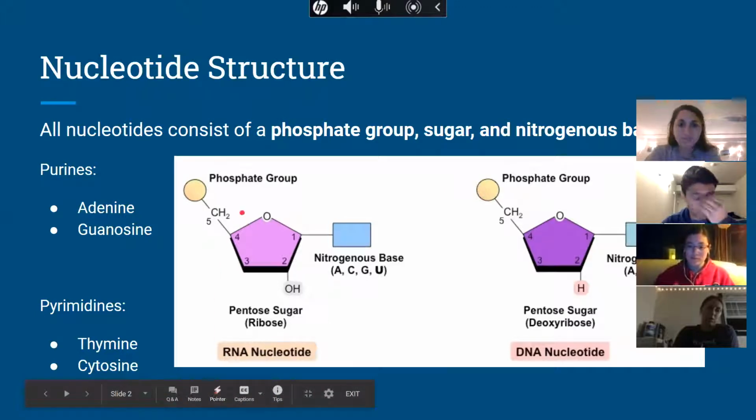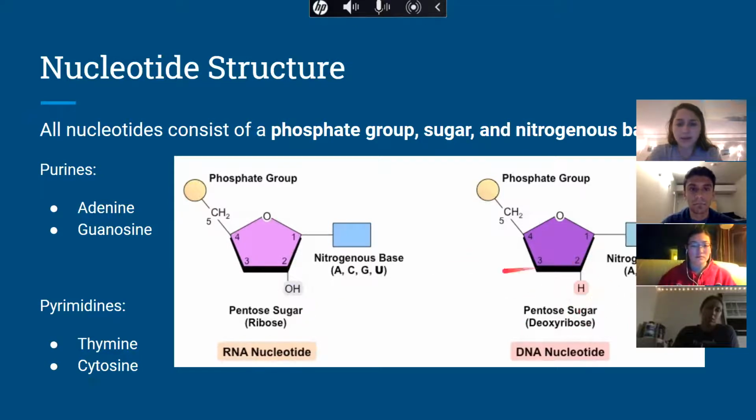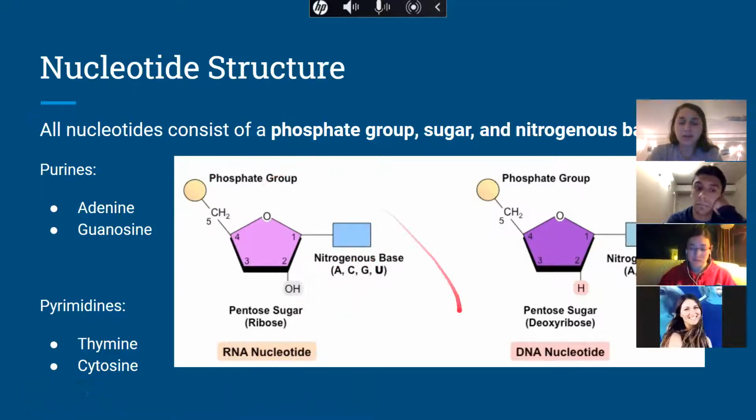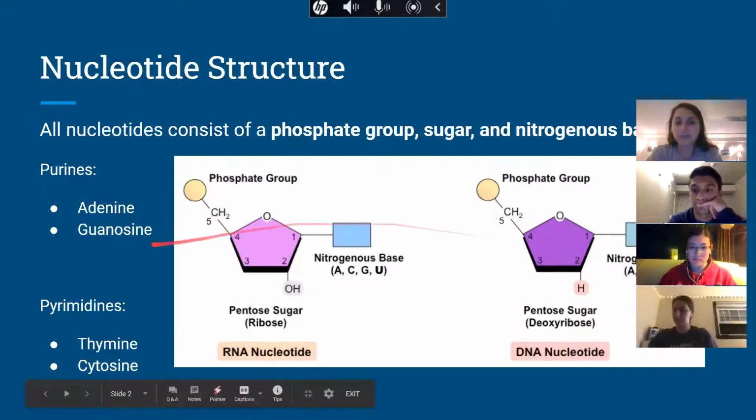So here you can see this is your phosphate group, usually on the 5' end. You have this OH group here on the 2'. This is RNA, by the way, because RNA has this OH on the 2', whereas your DNA does not have an OH on the 2' carbon. And your nitrogenous base is either going to be adenine, guanosine, thymine, or cytosine, or uracil in the case of RNA. This is the structure you're going to see for all nucleotides for both RNA and DNA.